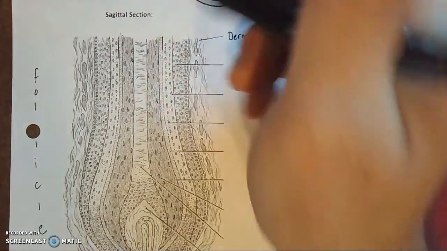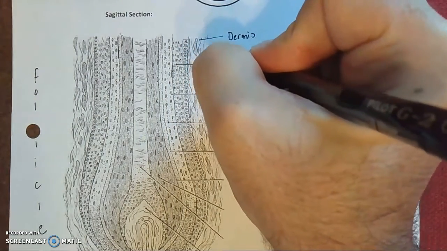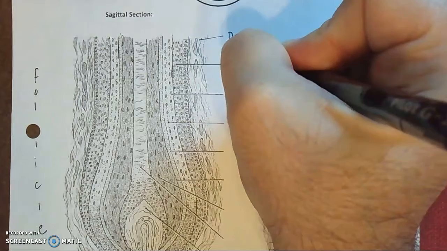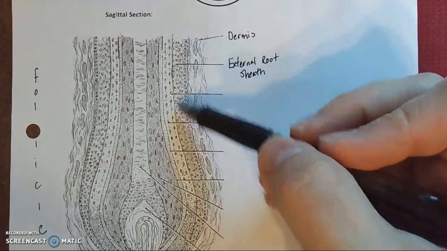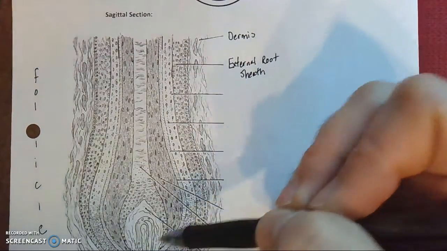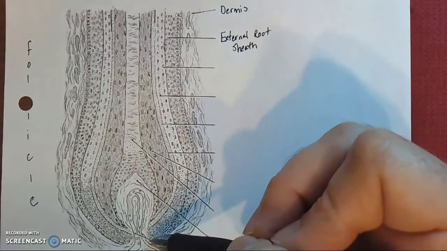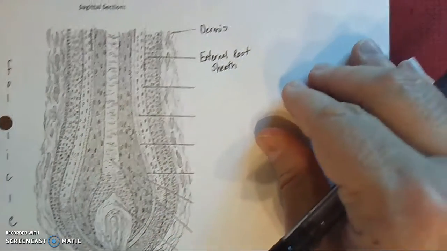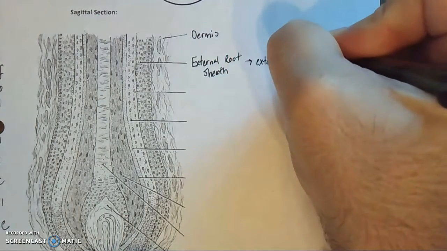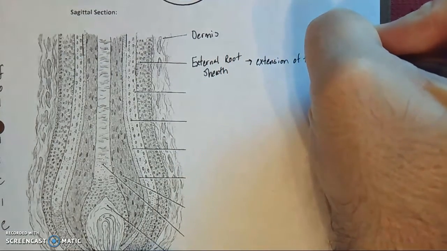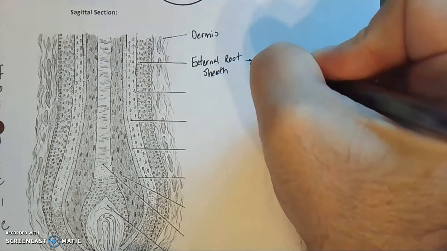So this section right here, which is our next one down, is called the external root sheath. And you can see that this continues the whole way down to the bulb down here of the hair follicle. So it ends about right here on either side. And this is an extension of the epidermis, and we have basal cells located here.